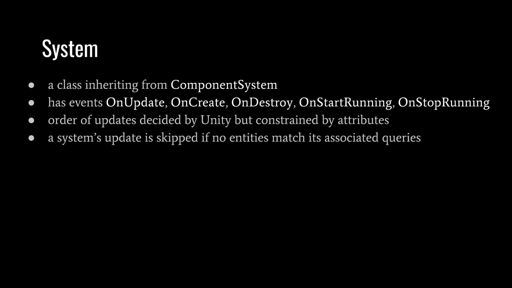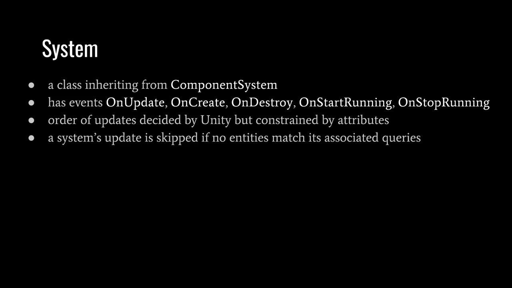A system is a class inheriting from ComponentSystem. Like a MonoBehaviour, systems have event methods called in the game loop. OnUpdate is called once per frame, OnCreate is called once upon the system's creation, OnDestroy is called when the system is destroyed, OnStartRunning is called before the first OnUpdate and again when the system resumes after being stopped or disabled, OnStopRunning is called when the system is stopped or disabled.